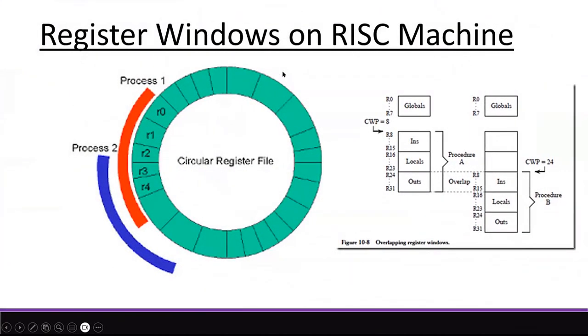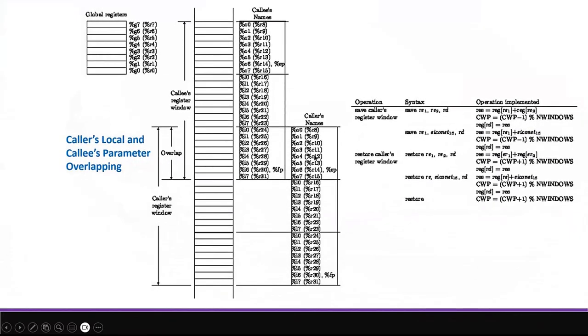And you need to know about the circular buffer in the RISC machine for register windows, how to share it to optimize the call return structure. Similar.